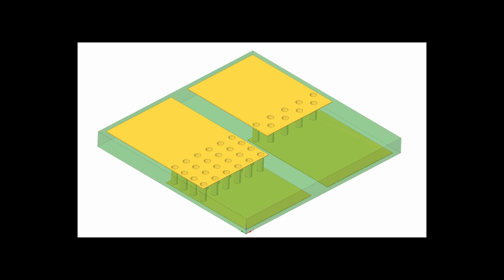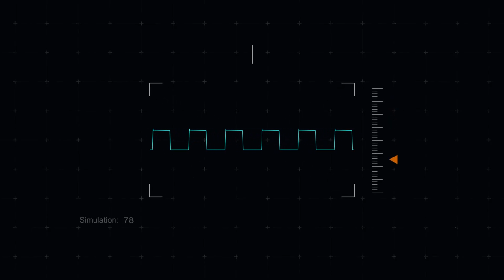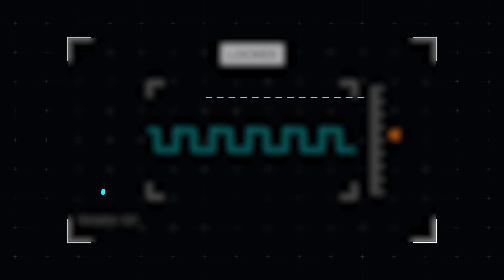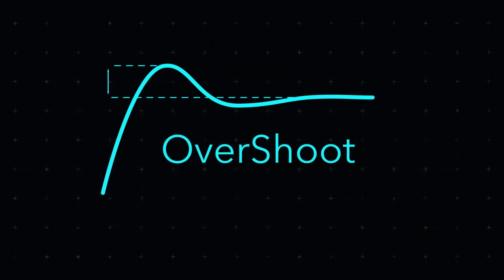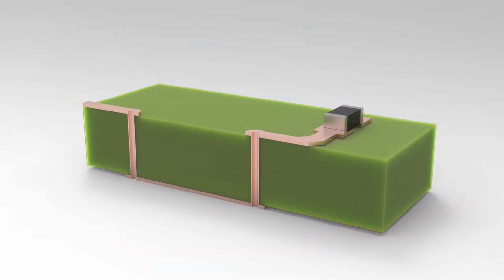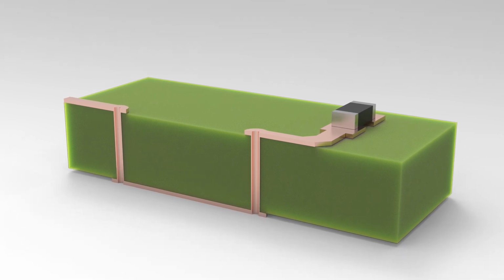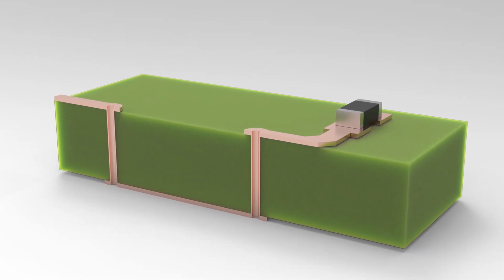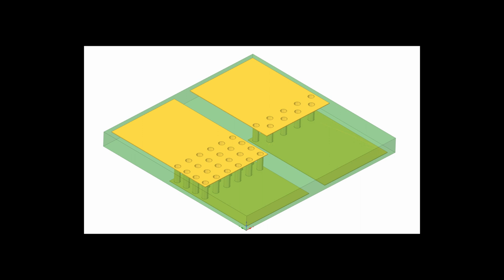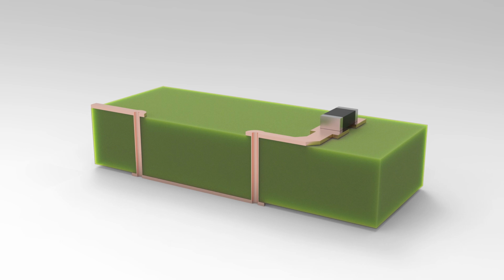Today, we're talking about via stitching, so let's get into it. First, let's define what via stitching is. We all know the purpose of a via is to connect two or more layers in a PCB. Via stitching is the idea that multiple vias in a regular pattern are populated to connect two or more copper planes. Ground planes are no exception.